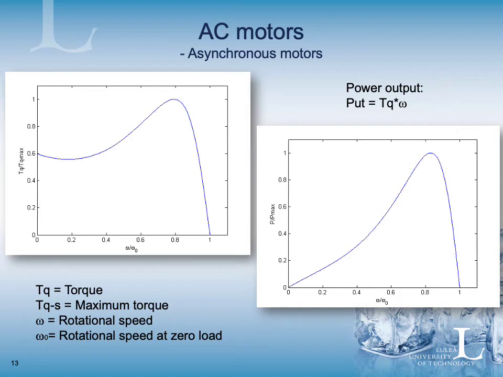And this is why you can actually start one of these asynchronous motor directly from the power grid with the on-off switch. The power output will look like you see here to the right, where the maximum power is also slightly above 80% of the maximum rotational speed.